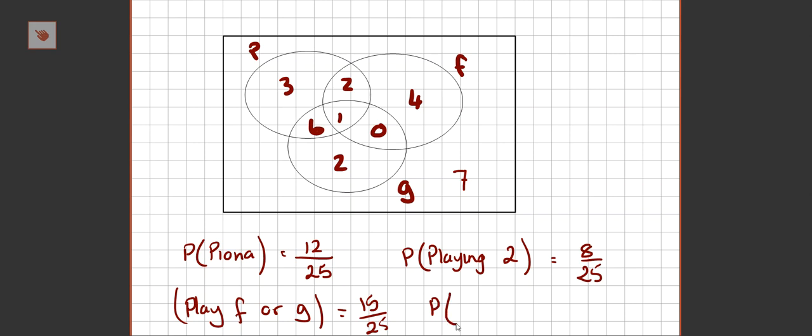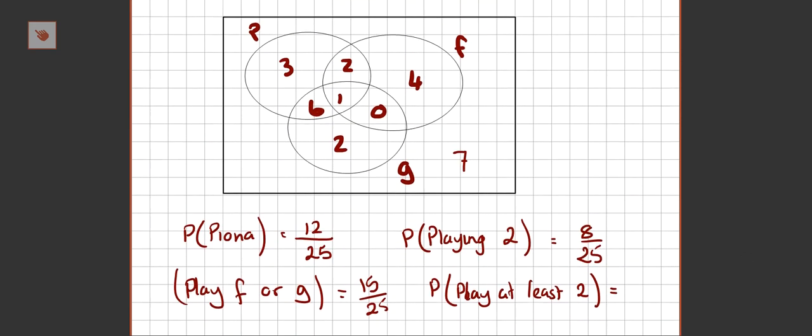What is the probability of playing at least 2? So we've got the probability of playing 2, but what's the probability of playing at least 2? 9 out of 25. Why? What was included this time that wasn't before? The middle one, because they play 3, but 3 is at least 2.